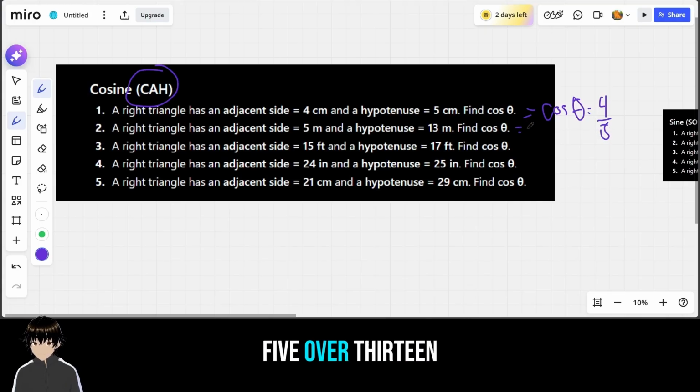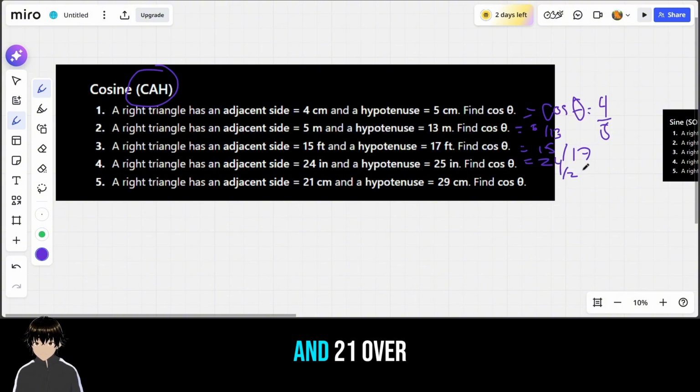The next ones are 5 over 13, 15 over 17, 24 over 25, and 21 over 29. Simple. It's very simple.